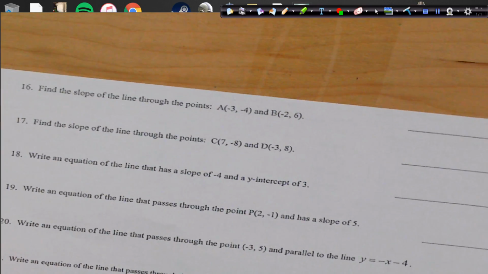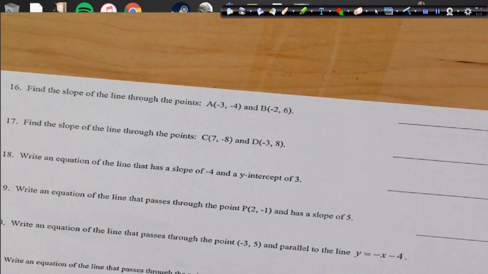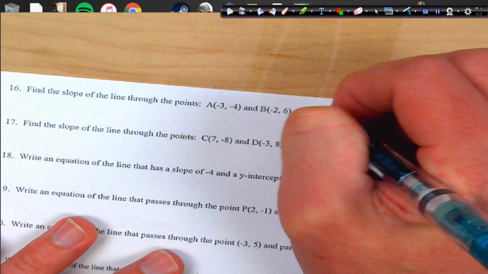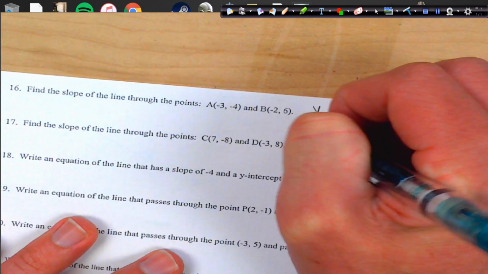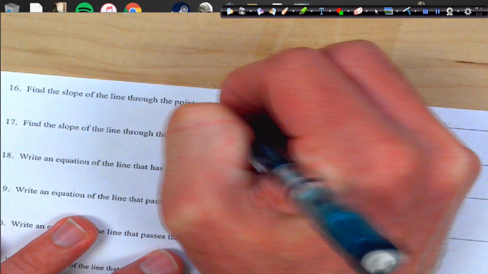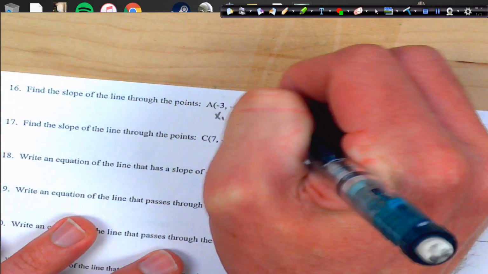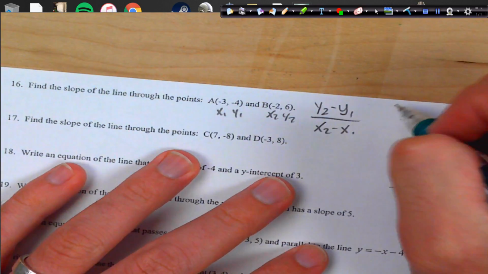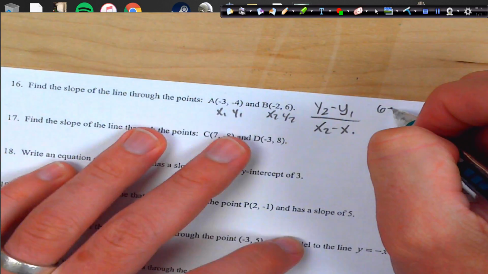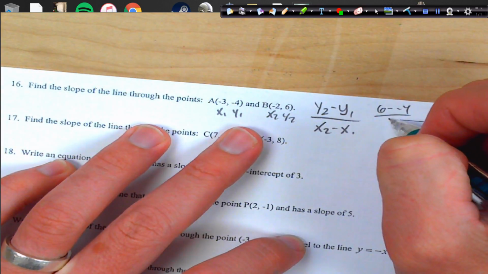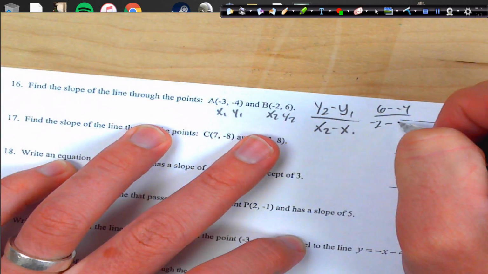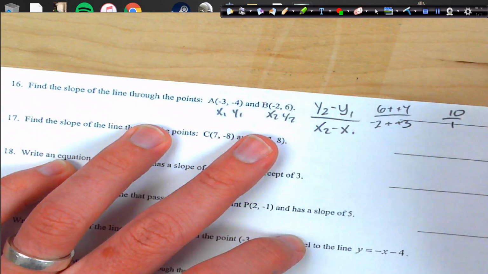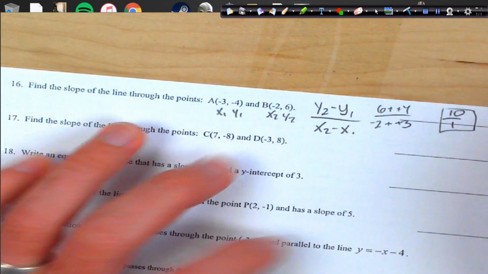All right, find the slope of the line through these 2 points. We're going to use the slope formula. This will be given to you on the test. But you've got to still label these points. Okay, so I'm going to plug it in. We're going to get 6 minus -4 over -2 minus -3. Those become positive, so I'm going to get 10 over 1, which is just 10.